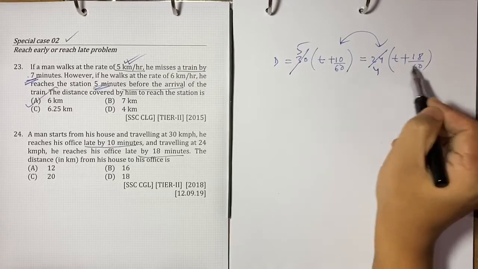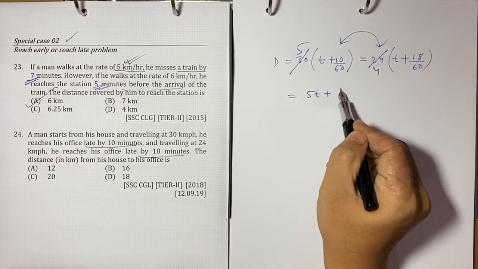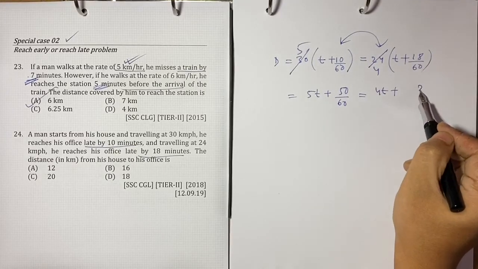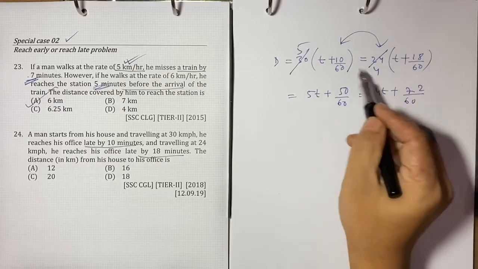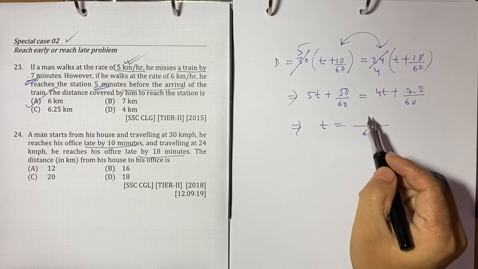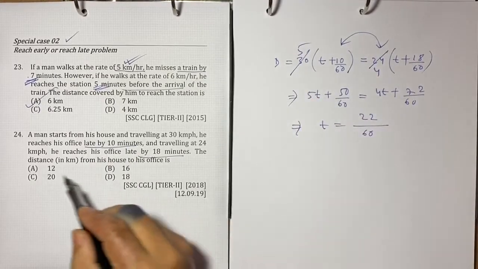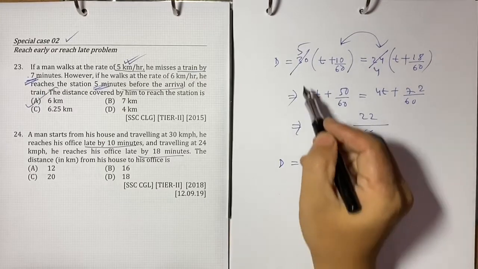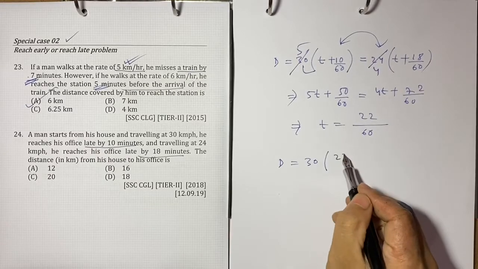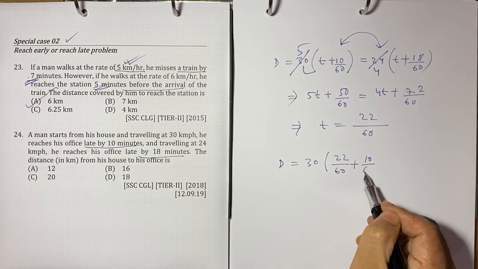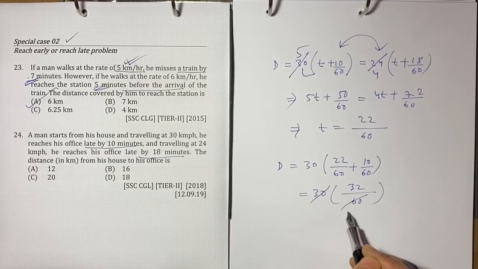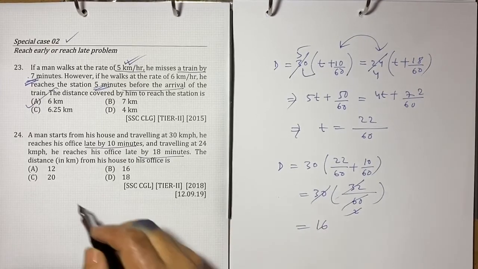This will be 5, 4. We cancel, so 5t plus 50 divided by 60 equals 4t plus 10, so t equals 22 by 60. The question asks for the distance, distance equals 30 into t, so 30 into 22 by 60 plus 10 by 60. Cancelling 30 and 60, we get 32 by 2, which is 16. So 16 will be the answer.